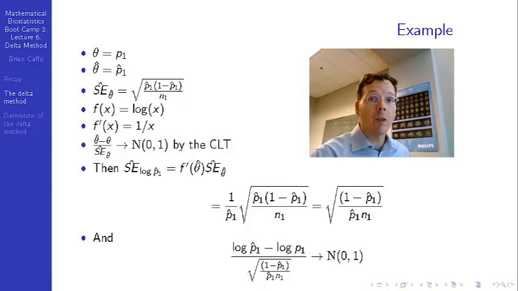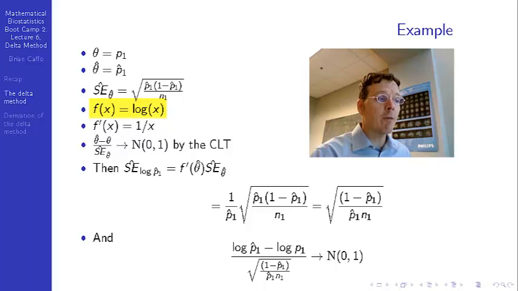Okay, so let's go through an example. Let's consider an instance where theta is P1. We're only going to consider x at this point. Our theta hat is P1 hat, x over N1, and our estimated standard error, right? The standard error for x over n1 is square root p1 hat (1 minus p1 hat) over n1. I hope that's not news to anyone in this case.